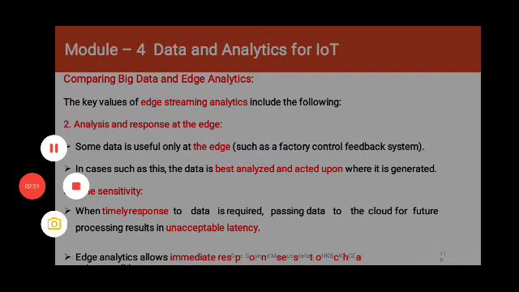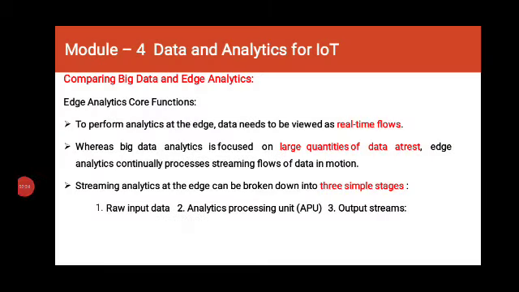Next we are going to discuss the edge analytic core functions. To perform analytics at the edge, the data needs to be viewed as real-time flows. Hence whenever you are using big data analytics, you need to treat the data as flowing in real time, so that quick responses can be generated. Hence streaming analytics has been broken down into 3 different steps. The first step is raw input data, the second one is analytics processing unit, and the third one is output stream.